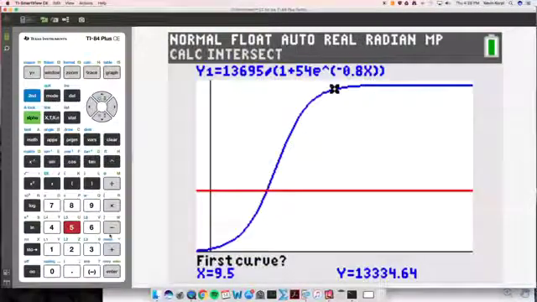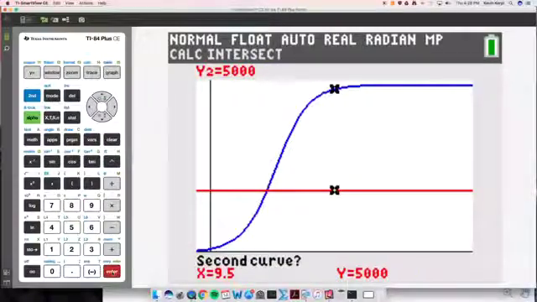So that second trace, that's your calculate menu. We want number 5. You can just hit enter for your first curve, enter for your second curve, and enter for your guess. It'll find it for you. There it is. It's 4.29. So for rounding to the nearest minute, we'll just report 4 minutes.